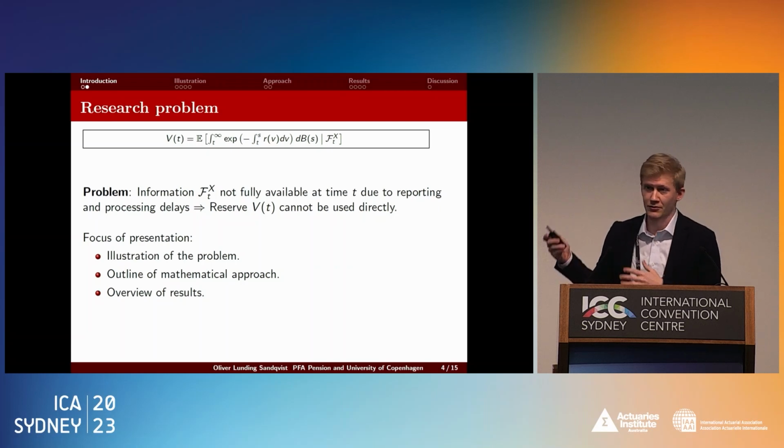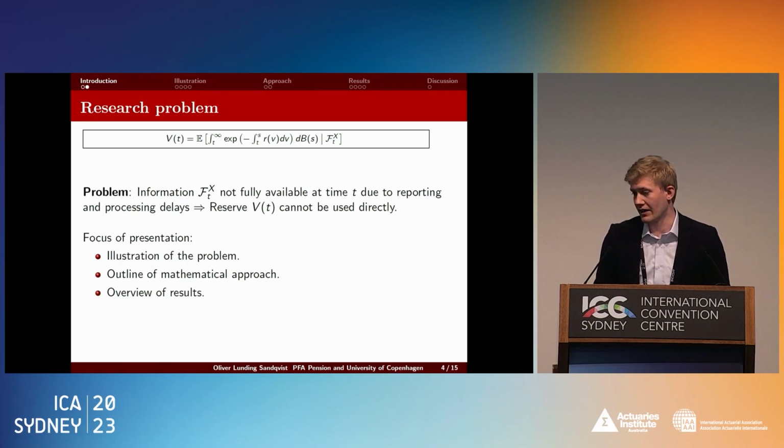It's basically to go more in depth in what I mean with these reporting delays and where they happen, and then outline what mathematical approach we have taken to address this, and briefly also sketch some of the results that we obtain.